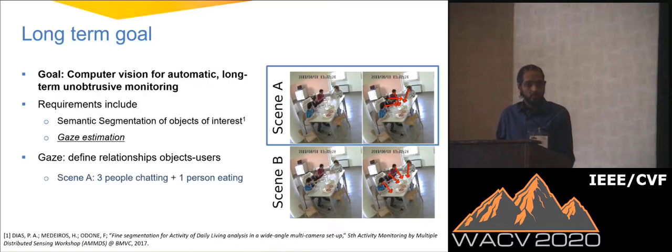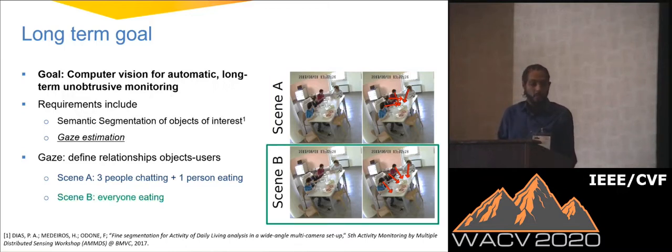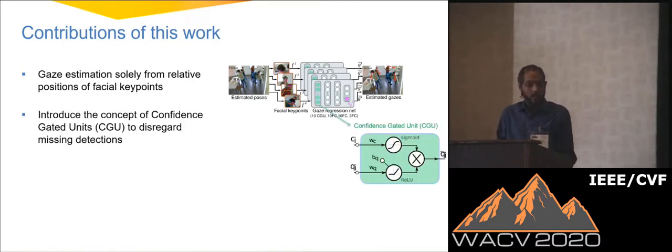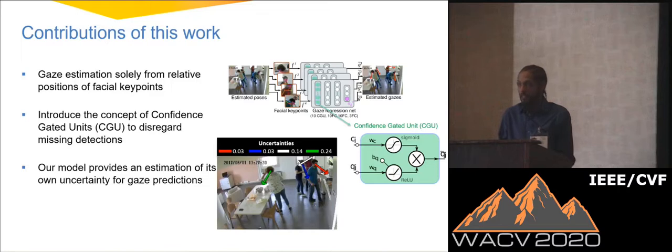For example, in those two scenes, we have the exact same elements, and from the gaze, we can see that in the first scene, we have three people chatting, one person eating, while in the second scene, we actually have everyone eating. So in this work, we introduce a model that regresses gaze just from the facial key point positions. This model relies on confidence-gated units to disregard missing key points. And this model also provides predictions of its own uncertainty. For example, in case of the back-facing person in green, you expect higher uncertainties.